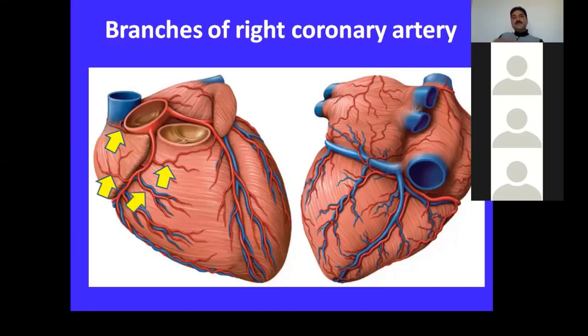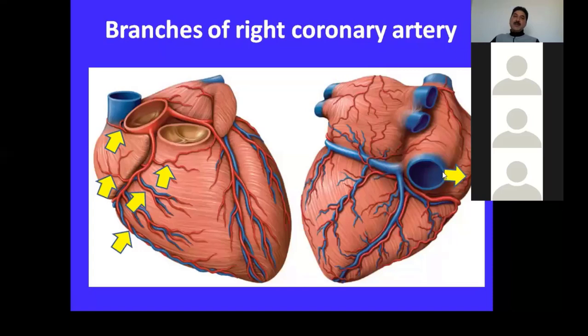Which branch is this? Ventricular. Yes, not precisely speaking, it is right ventricular branch. Okay. Which branch is this? Marginal. Right marginal. Very good, very good. Yes, sir, right marginal. So marginal is this one. Which branch is this shown by this arrow?